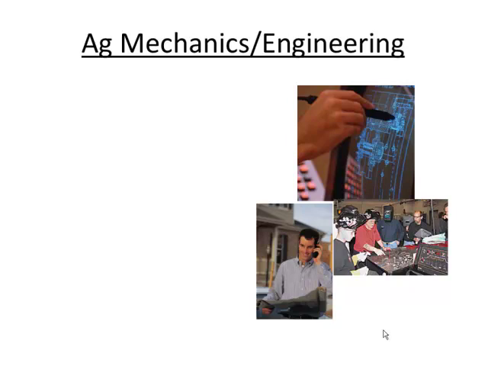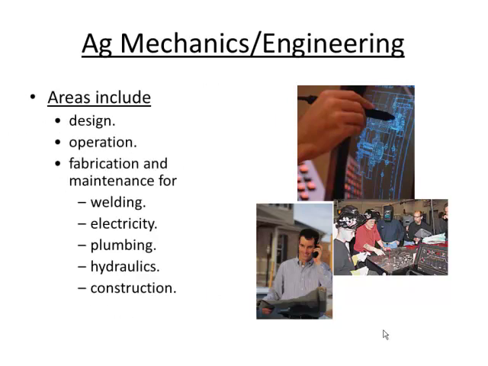And then you have ag mechanics and engineering, which are skilled areas like welding, electrical, plumbing, hydraulics, construction, design, operation, and fabrication. All those things are involved with making sure we maintain our equipment and machinery for the agriculture industry.